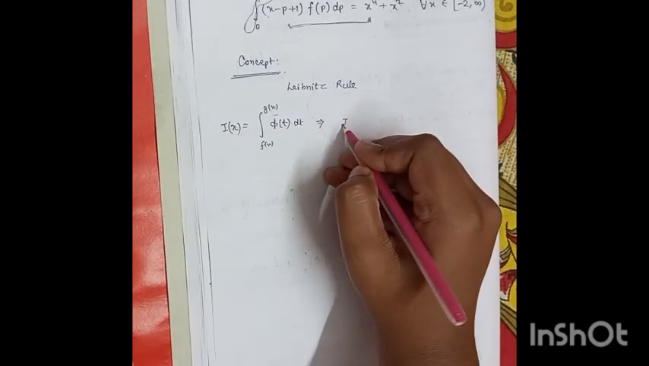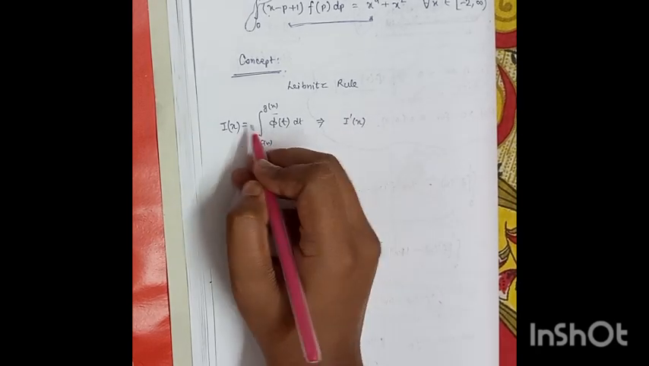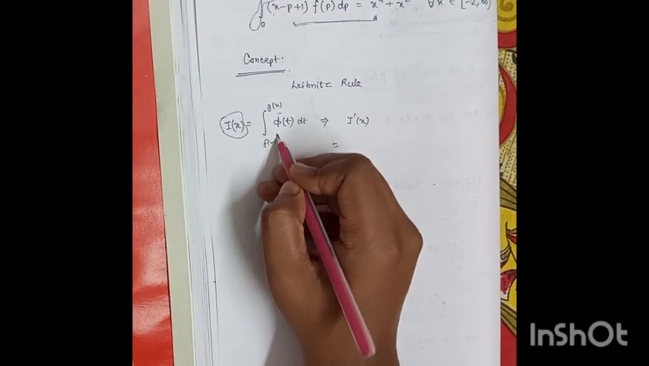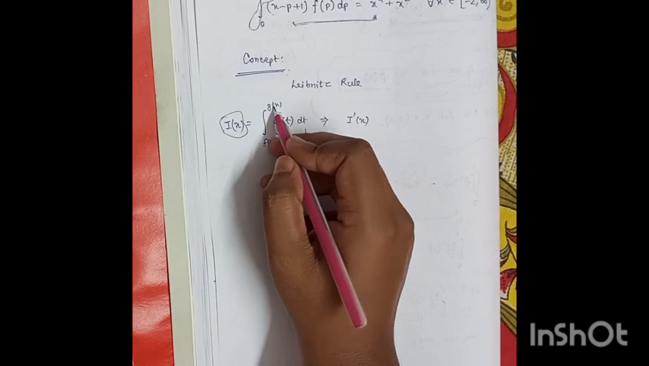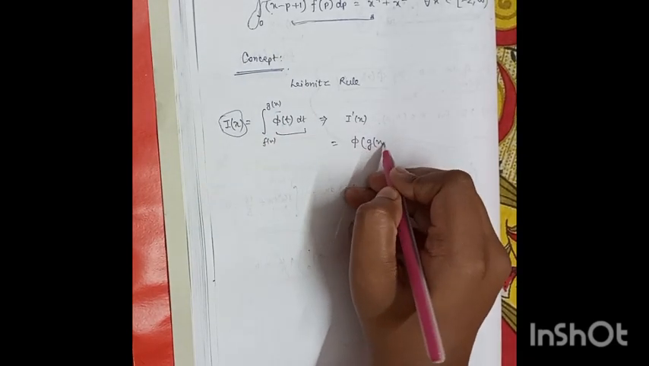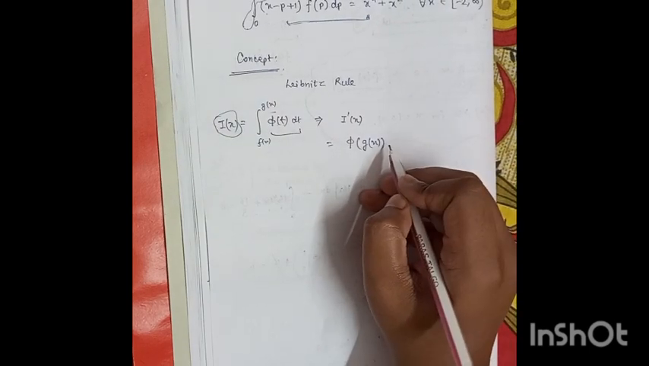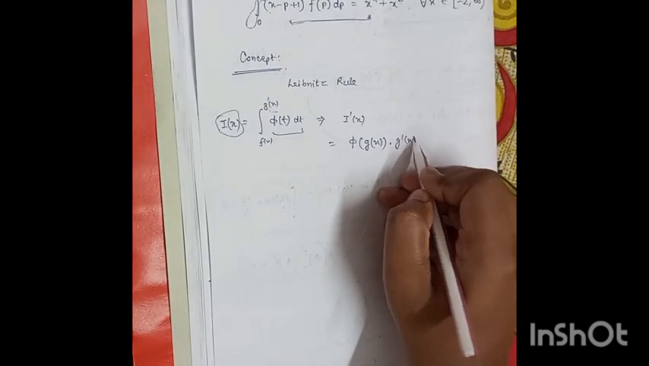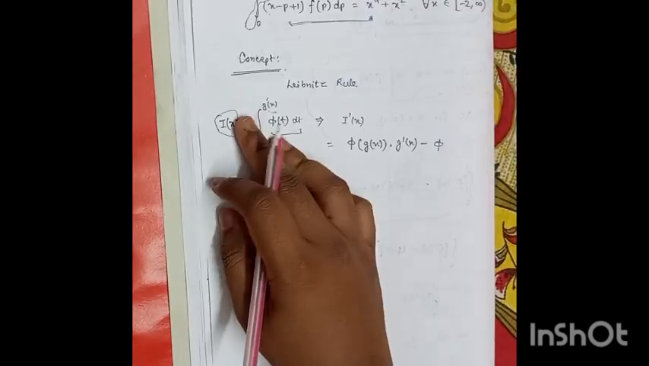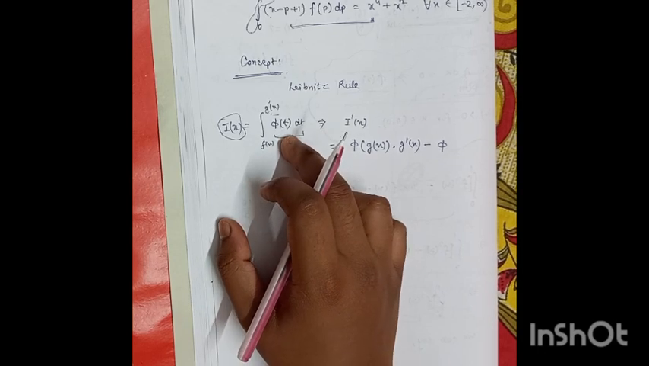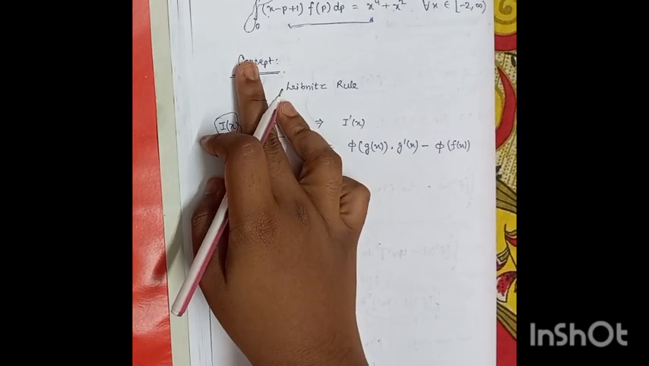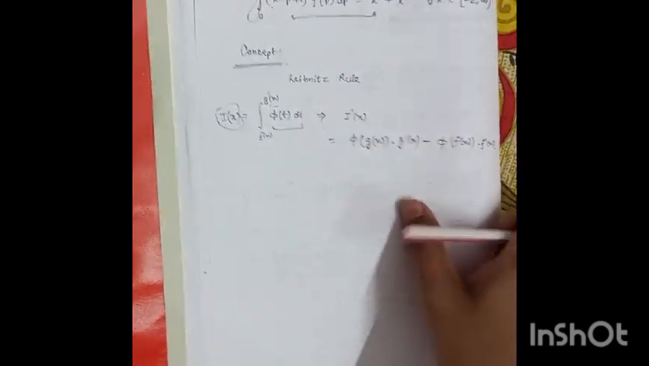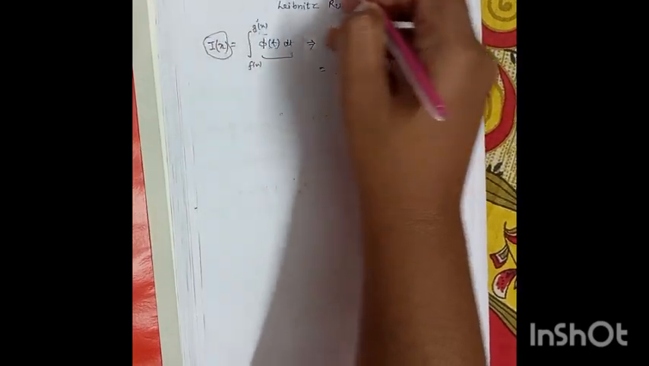Then we can determine I'(x), that is the derivative of this integration, which is equal to, according to the Leibniz rule, we put the upper limit inside this function φ(t), and we multiply it with g'(x), that is the derivative of the upper limit, minus, similarly we put f(x) here and also multiply it with the derivative of this lower limit. So this is our Leibniz rule.